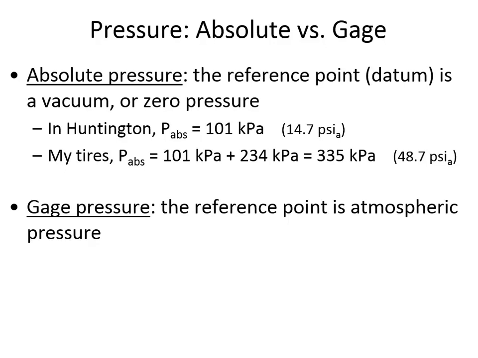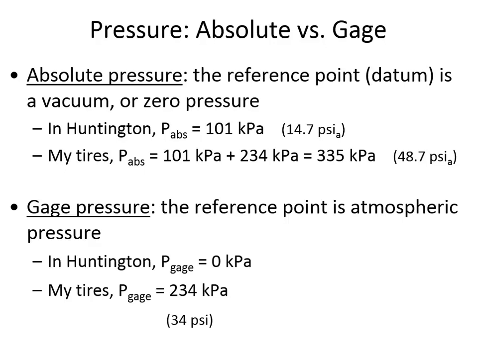So gauge pressure is when instead of using vacuum as the reference, you're using atmospheric pressure as the reference. And so if the gauge says 0, that doesn't mean that there's a perfect vacuum. That means that it's measuring against the air pressure that surrounds the tire. And so my tires, if I fill them to 34 psi, are going to register 234 gauge pressure. So there's absolute, when you're measuring relative to the vacuum, and there's gauge.